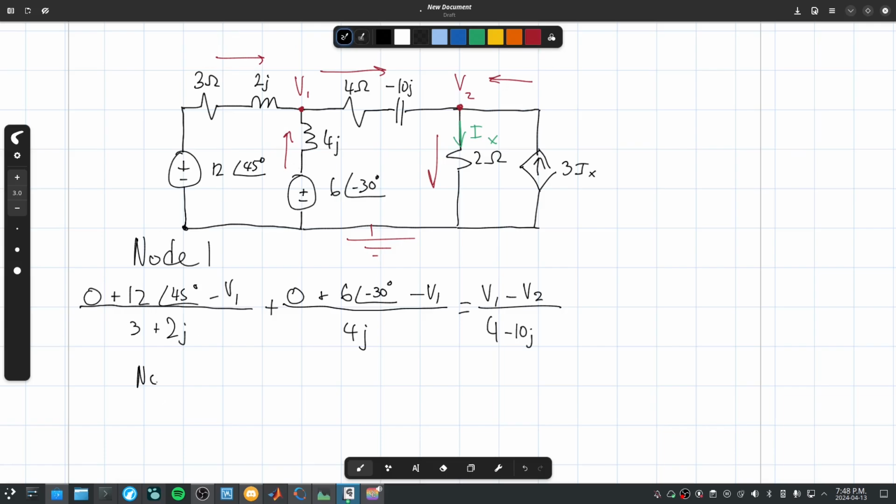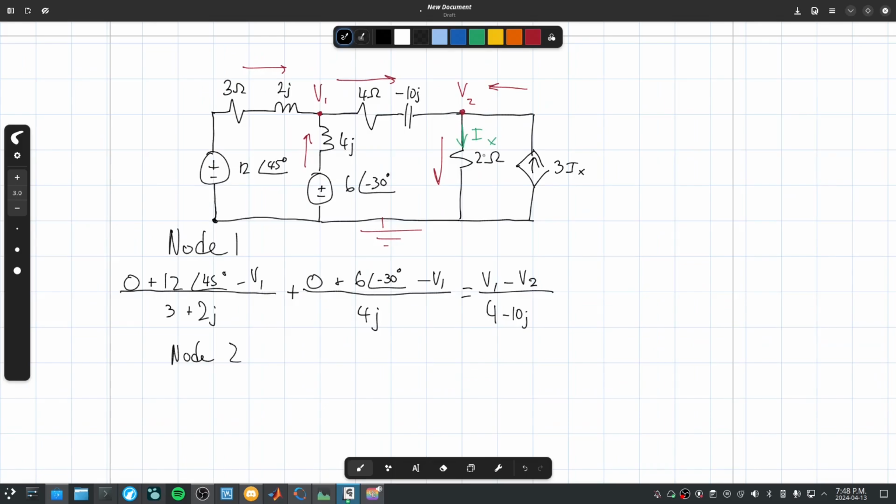Now node 2. Node 2 is the exact same thing. Let's start with the ones going in. The first one coming in comes from here, so it's V1 minus V2 over a resistance of 4 ohms minus 10j. The second one coming in is here. It comes from ground over 3ix into V2. Now, we actually measure this in current, not in voltage divided by resistance, so we just do 3ix, because that's the current flowing in.